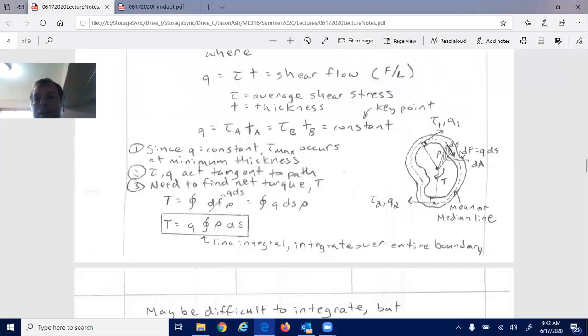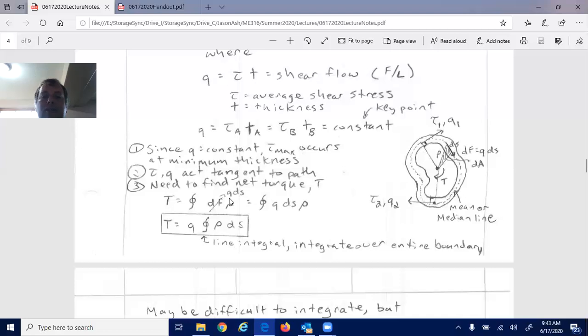And then also our differential force, if we look at that, our Q is tangent to the path. And so Q is force per unit length. And so if we multiply by that length ds, we end up with our differential force. So Q times ds will give us our differential force.